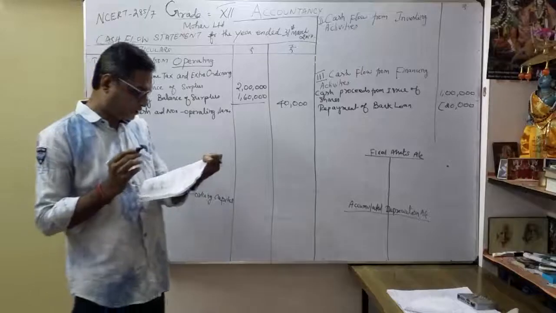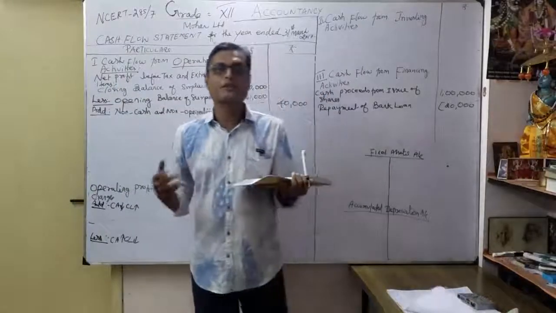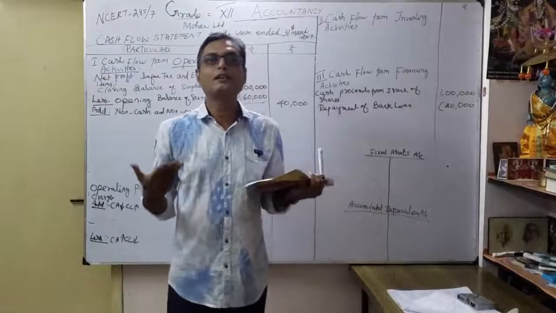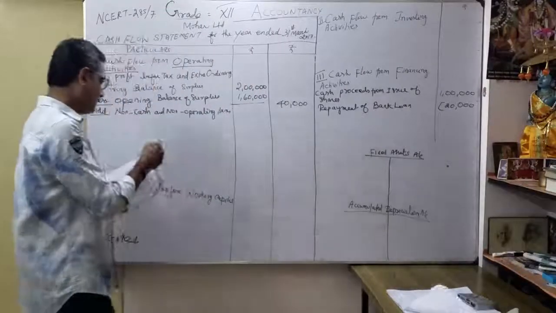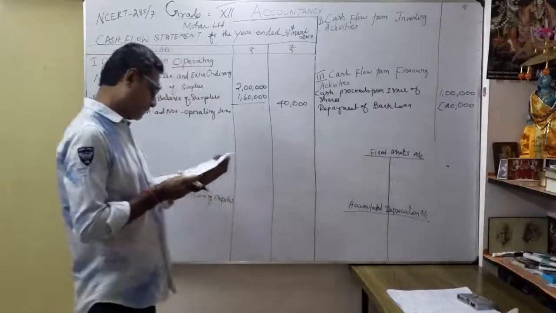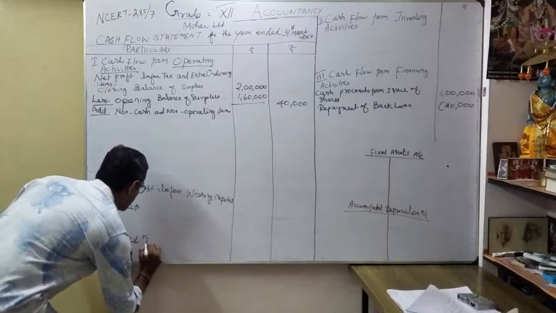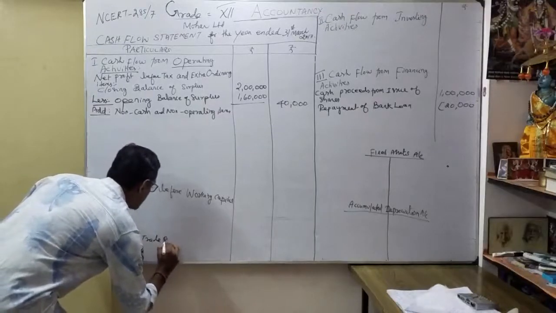Okay, that's what. So now here we are going to discuss trade payables. 1,40,000 becomes 1,20,000. So naturally what will happen? Is it increased or decreased? It is decreased. So we have to write it where? Here, trade payables.